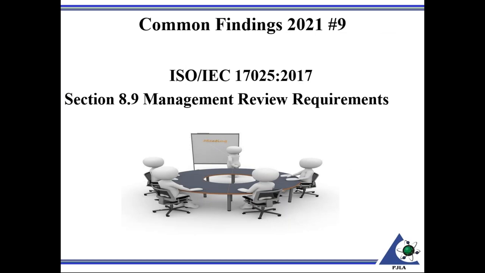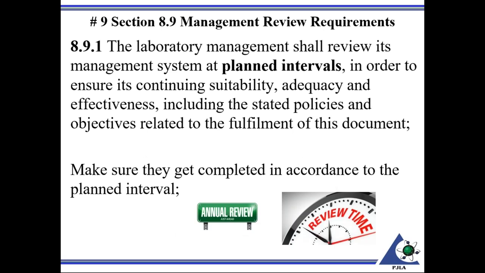All right, number nine would be section 8.9, management review requirements. So right off the bat, 8.9.1, and whenever a finding is written, I'll interject this now, the word shall is normally projected in the requirement. A shall is a requirement. The laboratory management shall review its management system at planned intervals in order to ensure its continuing suitability, adequacy, and effectiveness, including the stated policy objectives related to the fulfillment of this document.